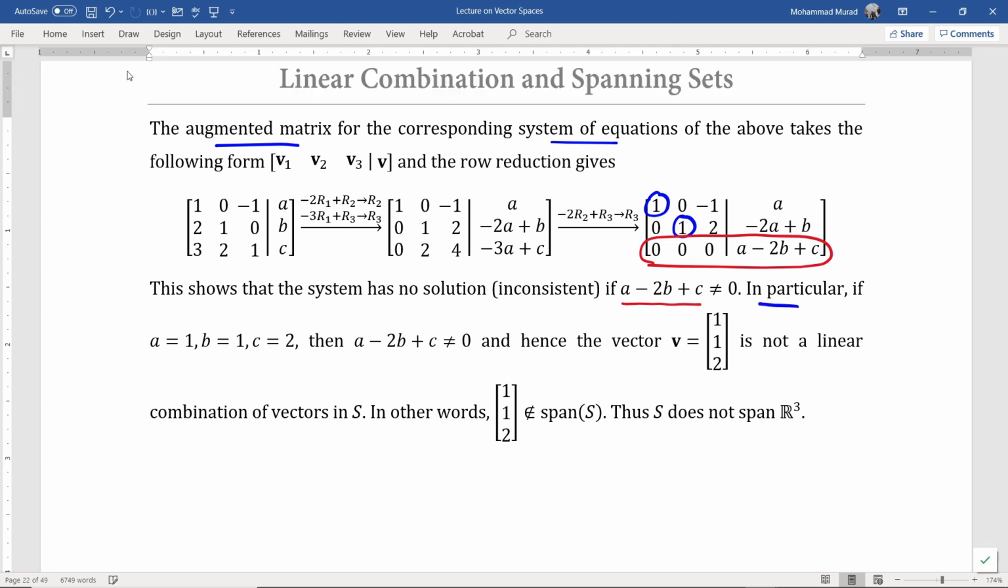In particular, if a equals 1, b equals 1, c equals 2, then we see this number, a minus 2b plus c, is not equal to 0. Namely, it is positive 1. And hence, the vector with these components, 1, 1, 2, is not a linear combination of the vectors in S. Thus, the set S does not span the vector space R3.